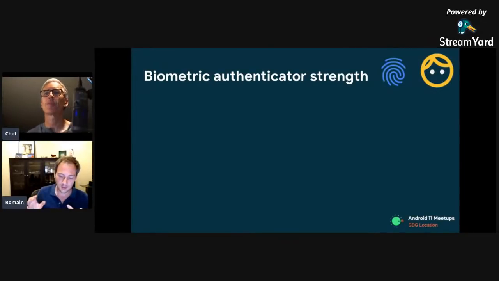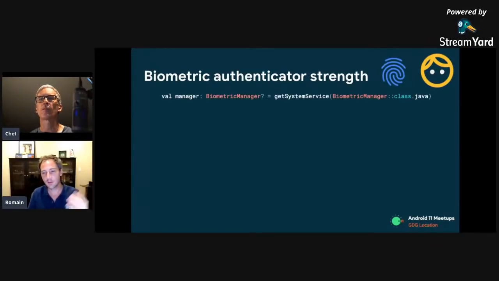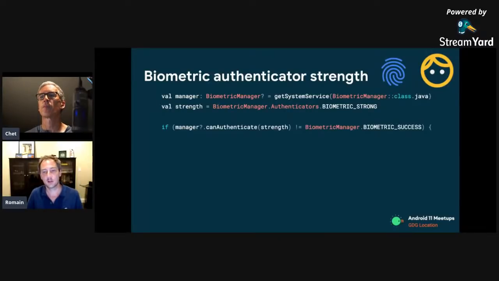So now there's a way, and those different devices, these different ways of authenticating don't have the same level of security. For instance, a 2D face unlock is easier to fool than the 3D face unlock that makes sure that it's an actual 3D face and you blink and so on. So now what you can do in your code, when you get a reference to the biometric manager, you can specify the strength of the authentication that your app requires. So then you can ask the manager whether or not the device can support this kind of authentication.